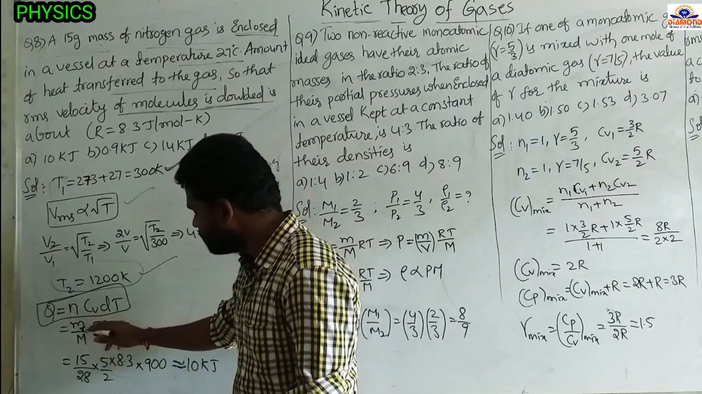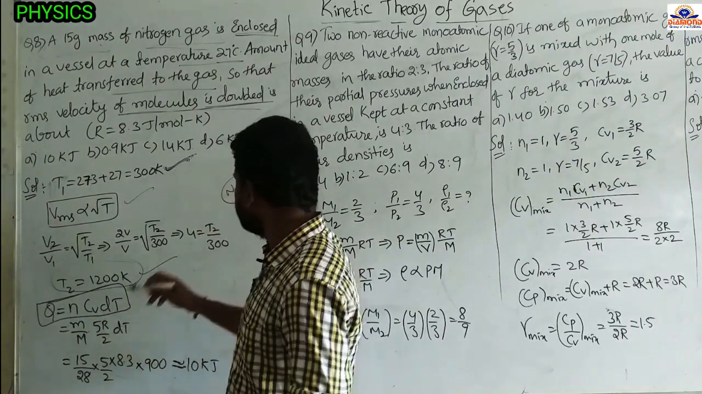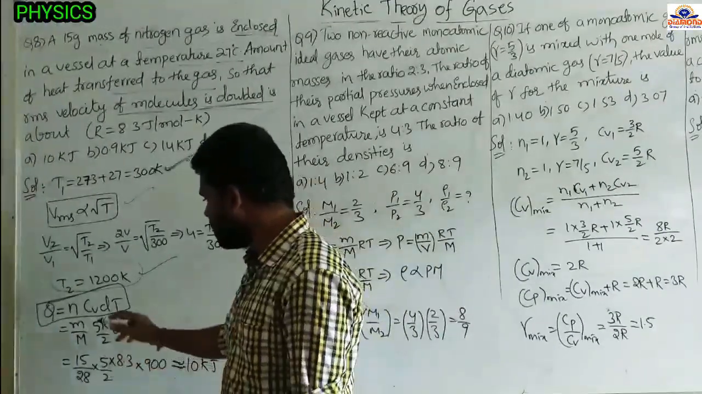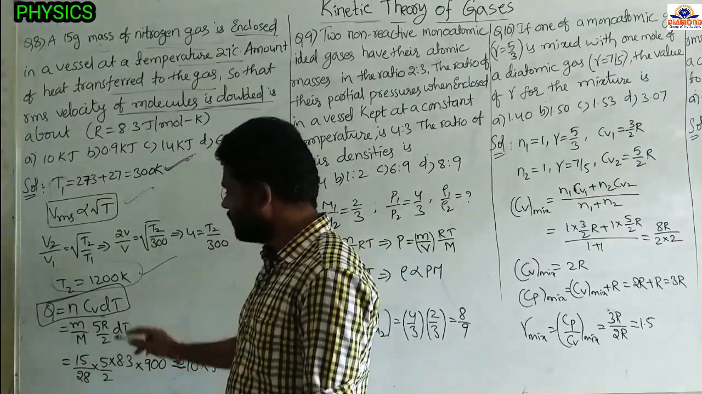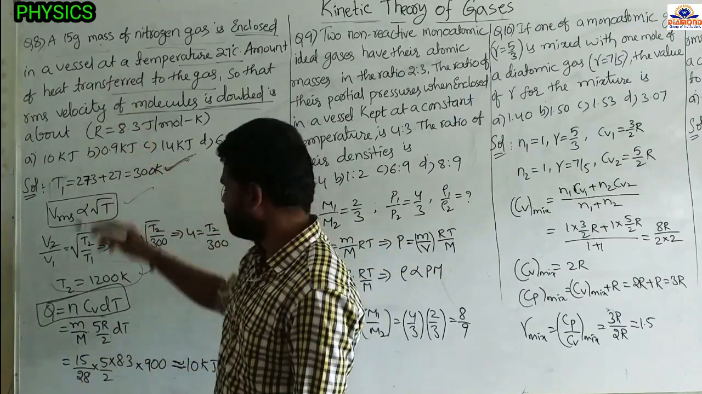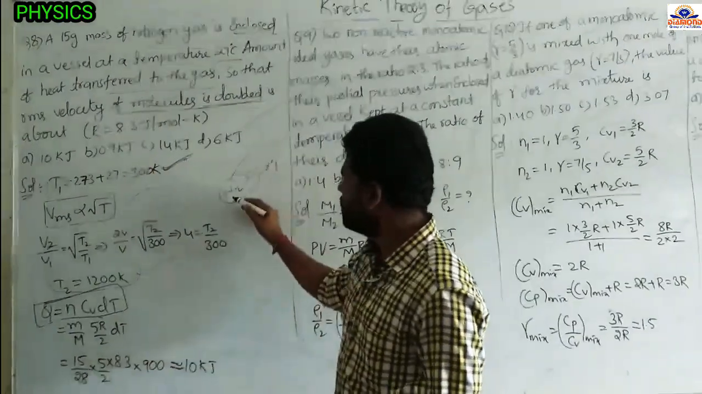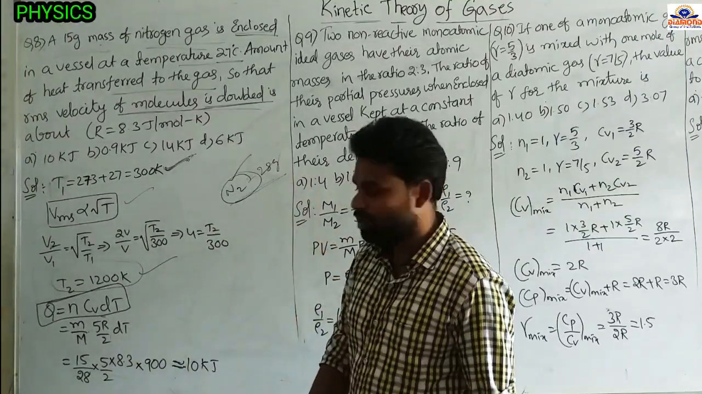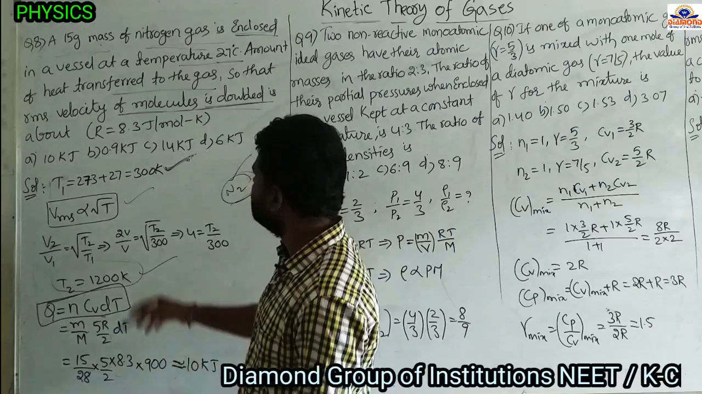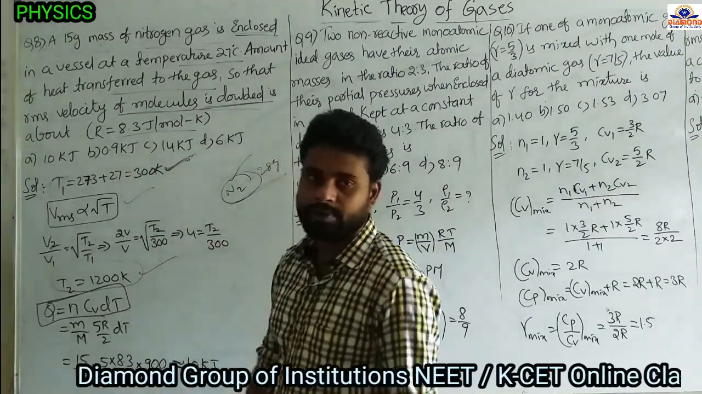So the mass of the gas, small m by capital M, into Cv value. Nitrogen is a diatomic gas. For a diatomic gas, Cv value is 5R by 2. So 5R by 2 dT. Okay, this is the formula. Now substitute the values. Mass of the gas is 15 grams by molecular weight, 28, into 5 by 2 into R value. R value is also given, 8.3 joule per mole Kelvin.